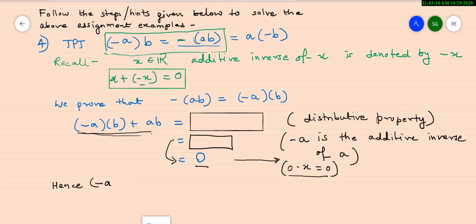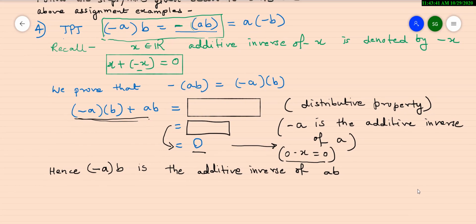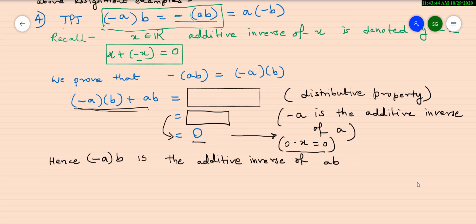Is the additive inverse of whom? Of AB. And therefore you get minus of AB is minus A into B.